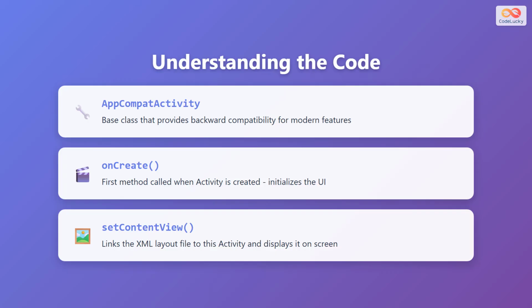Let's break down the key components of an activity. First, AppCompatActivity is a base class that provides backward compatibility for modern Android features on older devices. By extending AppCompatActivity, your app can use newer features while still supporting older Android versions. Next is the onCreate method. This is the first method called when your activity is created. It's where you initialize your user interface and set up any initial configuration. Finally, setContentView is the method that links your XML layout file to this activity. It takes the layout resource and displays it on the screen. This is how your visual design becomes visible to users.